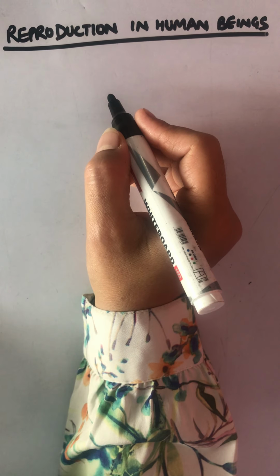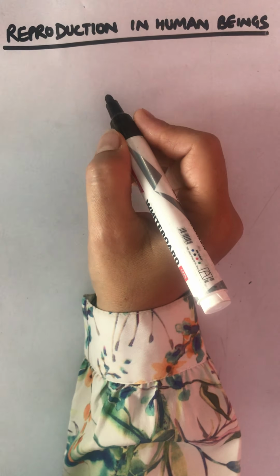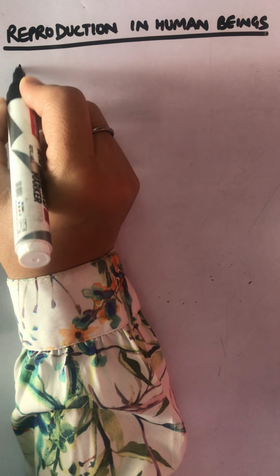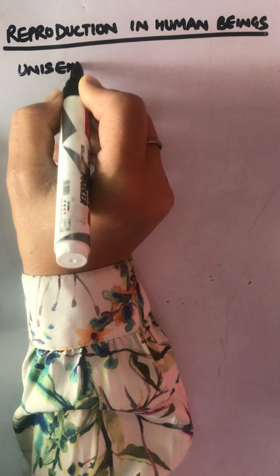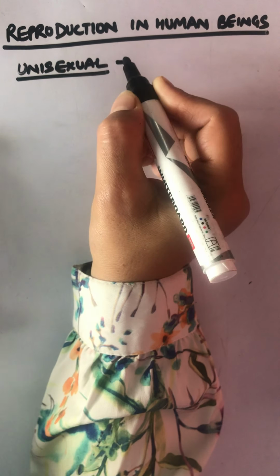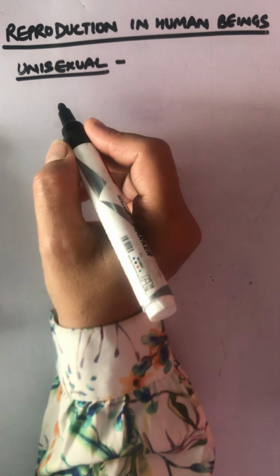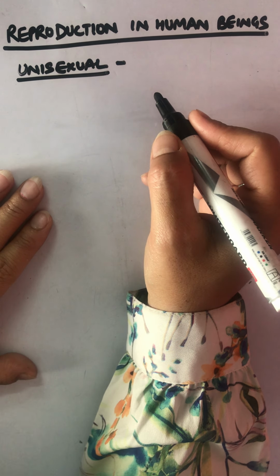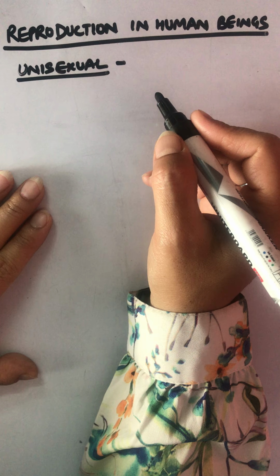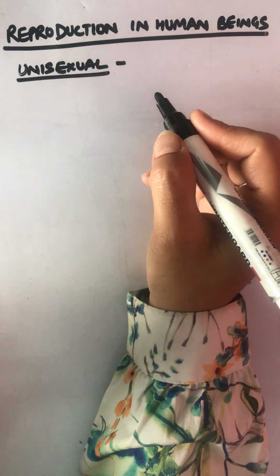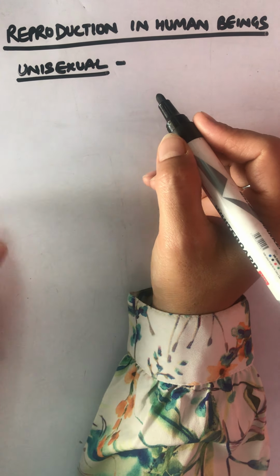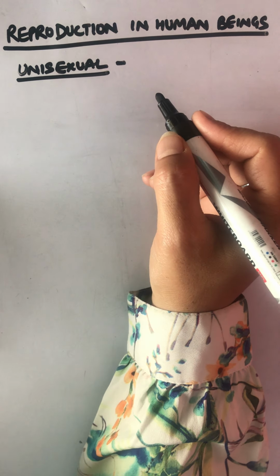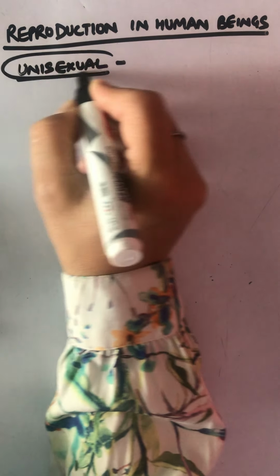Now, reproduction in human beings. What do we know about human beings? First of all, human beings are unisexual. What is the meaning of this term? That males as well as females have distinct sexual dimorphism, and the male system is in the male body, the female system is in the female body. Clear?